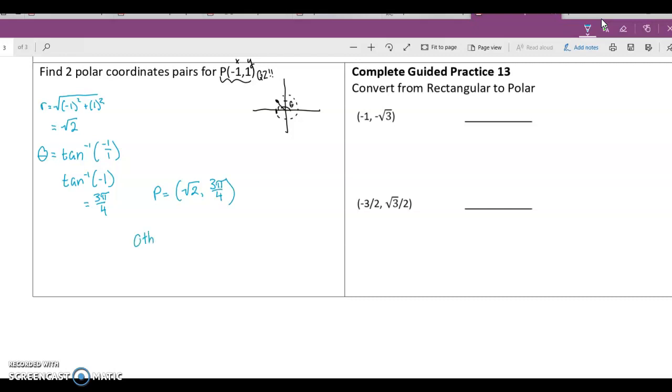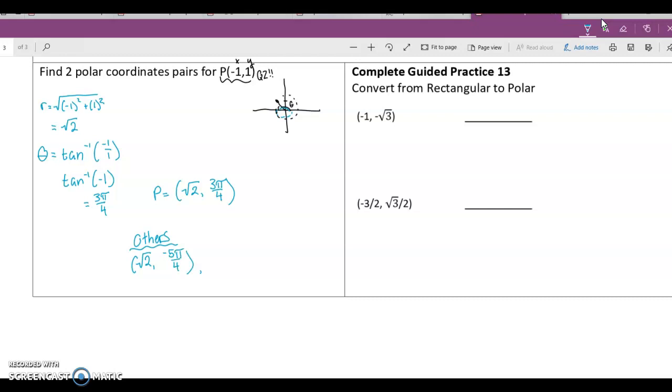And then remember, there are other ways to represent this. Instead of going pi over 4 here, we could go coterminal angle, and go clockwise around the unit circle, which would be negative 5 pi over 4. So another way to represent this would be square root of 2, negative 5 pi over 4.